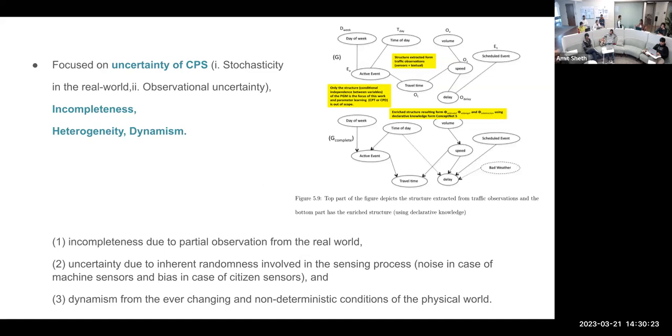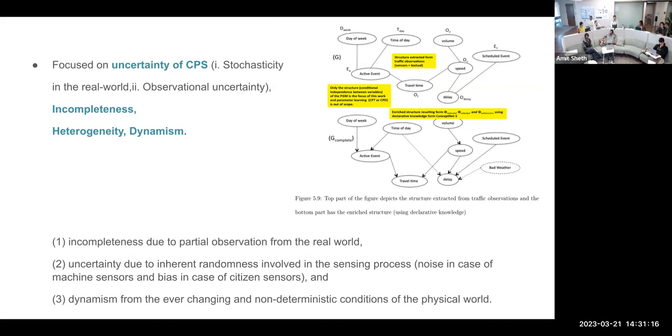So the data might not be complete to represent and resemble the real world situation. So this incompleteness can affect the uncertainty of a physical cyber-social system. And then the uncertainty can happen due to inherent randomness involved in the sensing processes. Like there can be noise in the data collection equipment, and also the machine sensors, and there can be bias in the sensors used. And then dynamism can also affect this uncertainty. That means dynamism can occur from the ever-changing and non-deterministic conditions in the physical world.